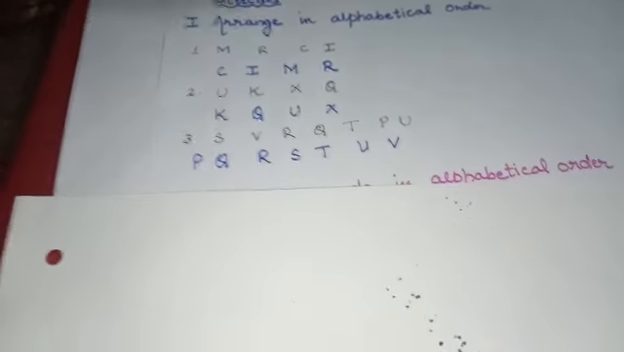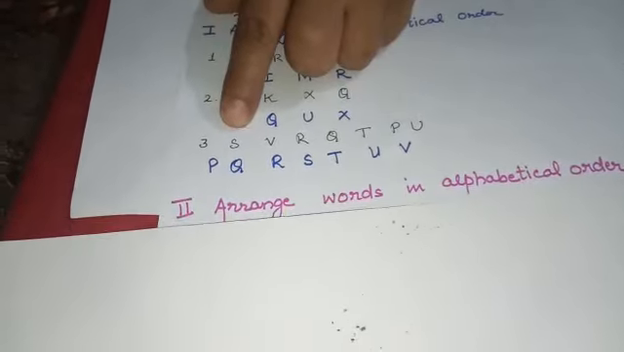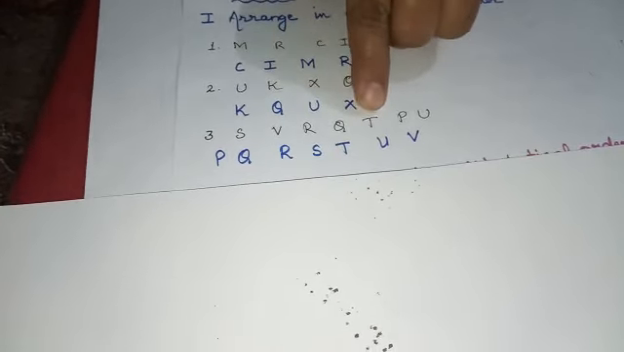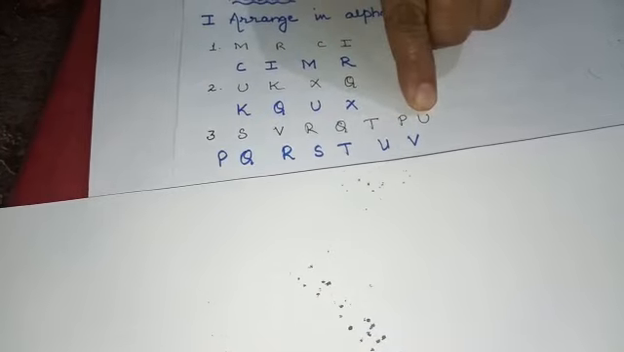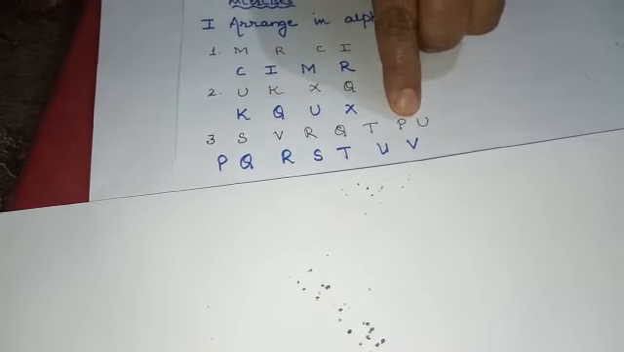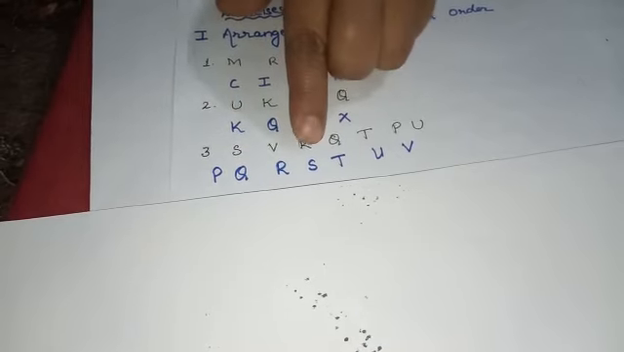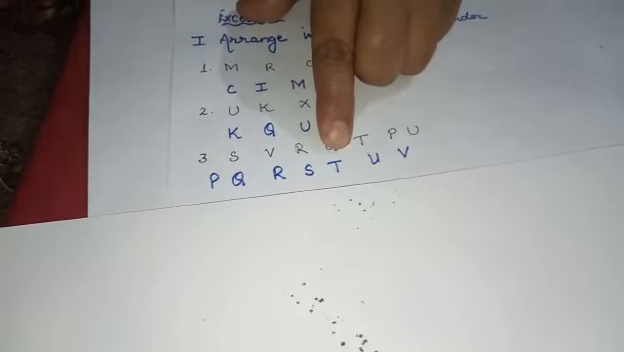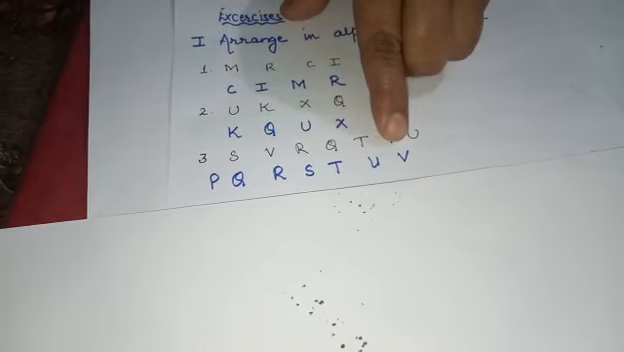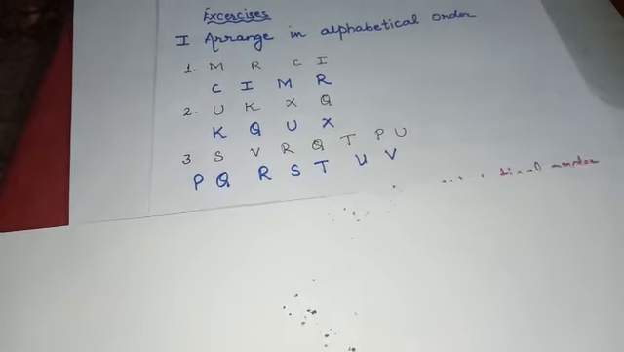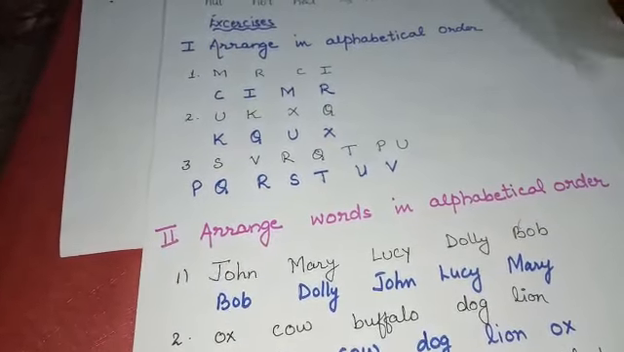Now third question, S, V, R, Q, T, P, U. Find out the smallest letter here, that is P, then Q, then R, then S, then T, then U, then V. Children, this exercise is given in your book. You can practice this from your book also.